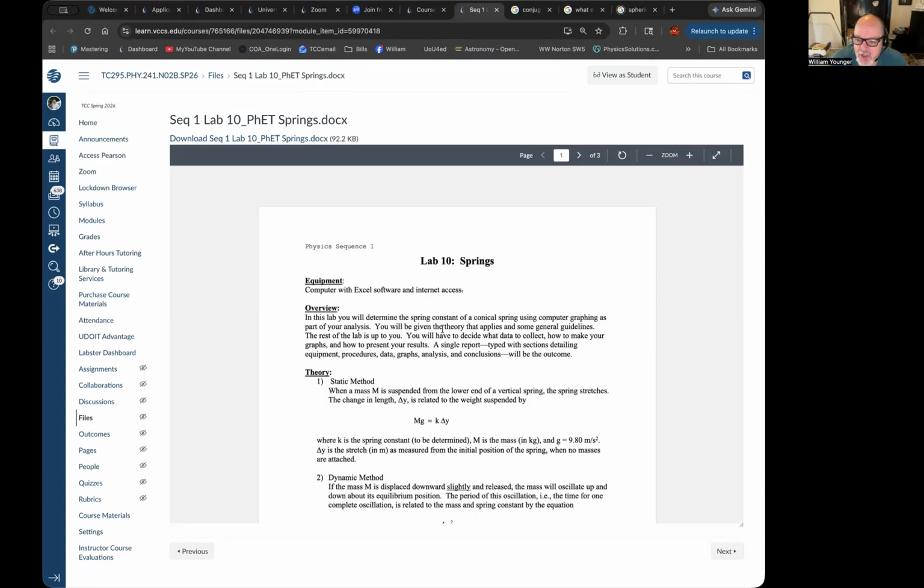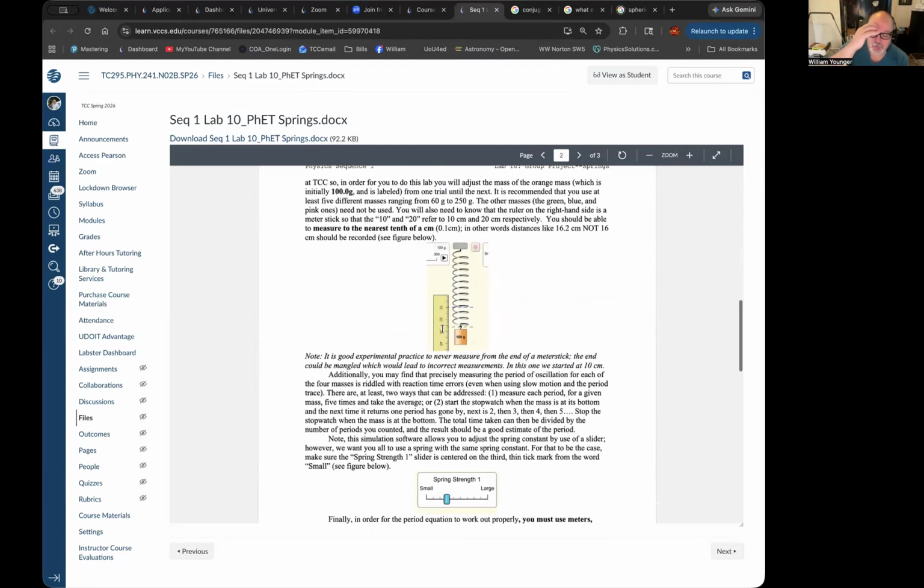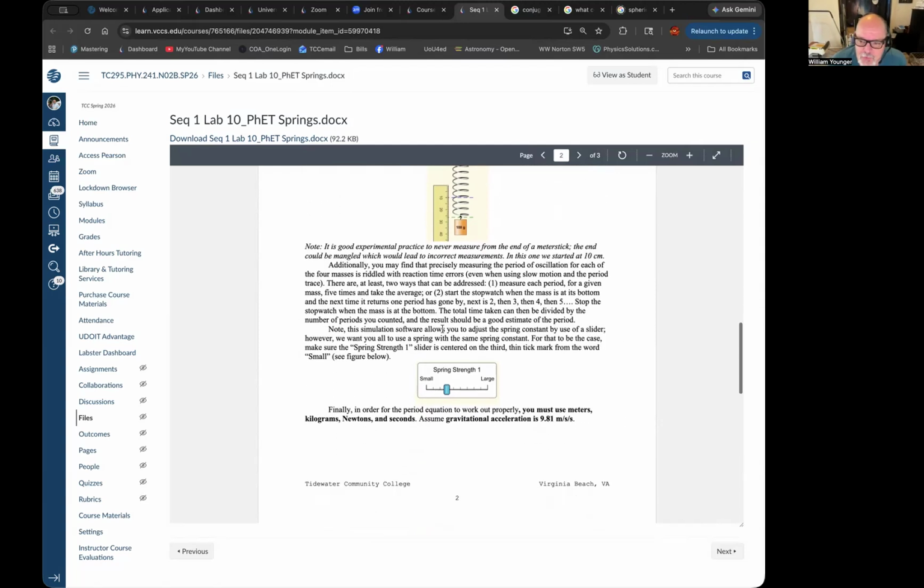That's the static method. But another way is by realizing, once we get into chapter 14, there's a differential equation associated with hanging a mass on a spring, and that differential equation allows you to determine the equation that represents the position as a function of time for a given spring. And in that spring position function, there's a spring constant k, and that makes its way into a period of oscillation. So another method, which is not the static method but is the dynamic method, requires us to look at oscillations of the spring and then use those oscillations to determine the spring constant. So that's what you're going to do.